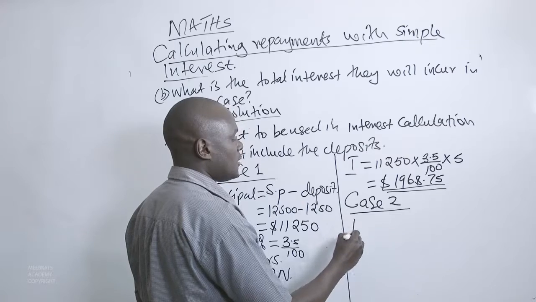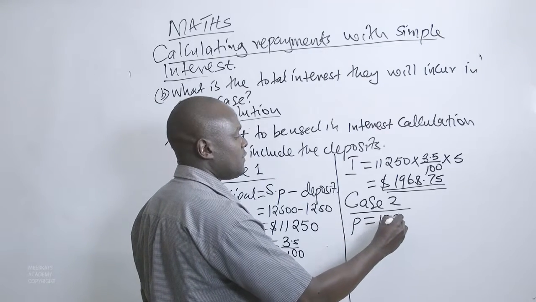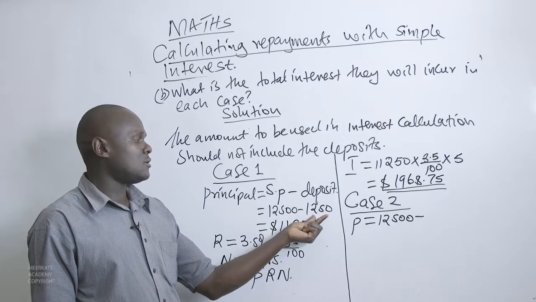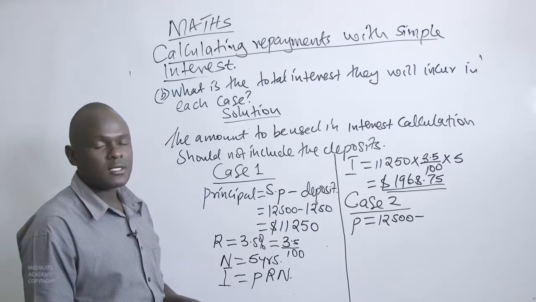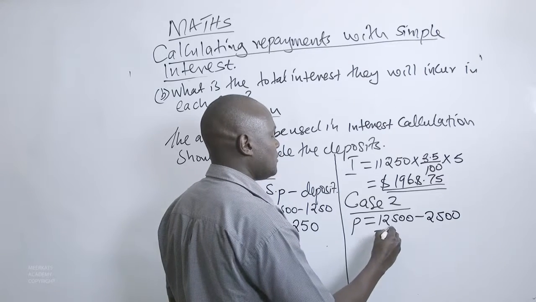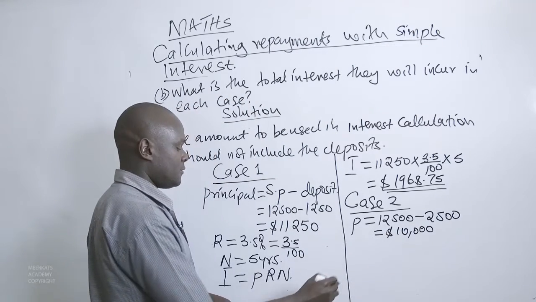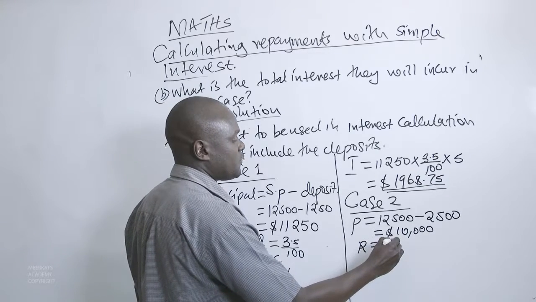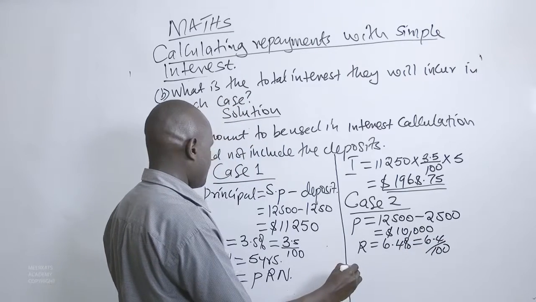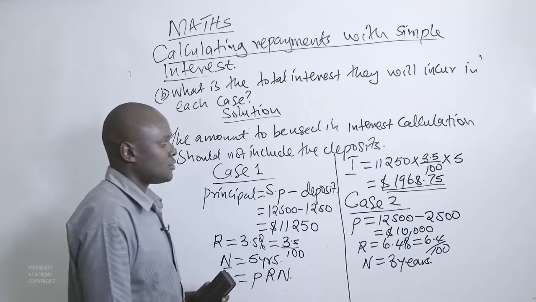In the second case, we need to calculate the principal, and this principal will be the difference between the selling price, which is $12,500, minus the deposit. The deposit in the first case was a bit low, just $1,250, but in the second case, the deposit was double this, which is $2,500. And this gave us $10,000 as the principal. The rate was 6.4%, which is the same as 6.4 out of 100. And the duration was 3 years.